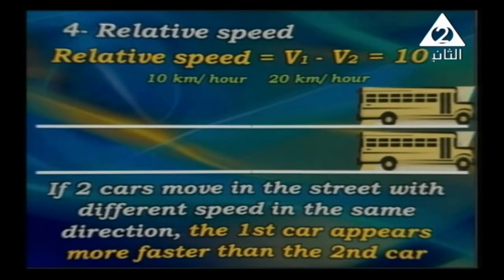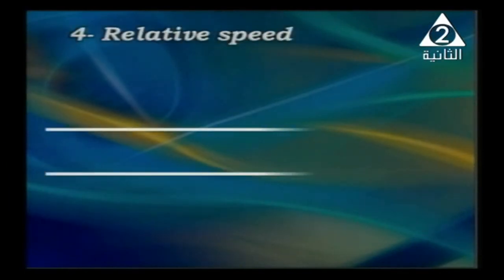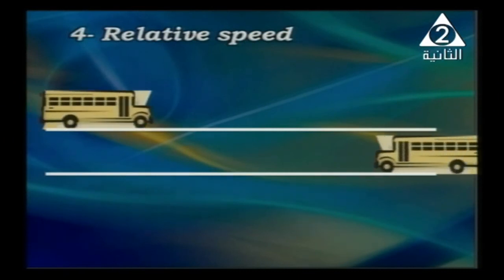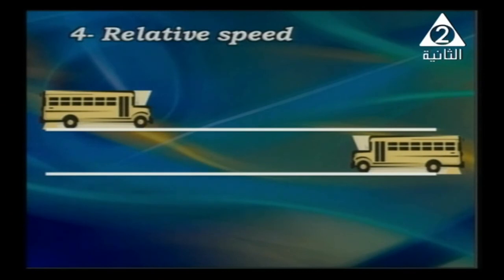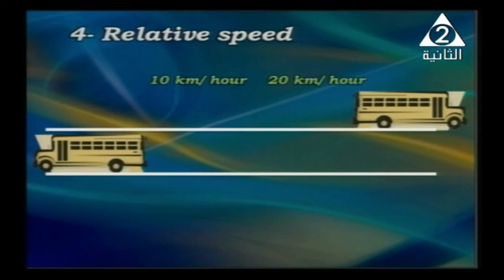Another case, if I have relative speed between two cars, the first one and the second one, and they are opposite in direction, moving with the same speed or different speeds, then we have the plus, the summation of each one of them. They move in the opposite direction at the same time, so one appears faster than the other.